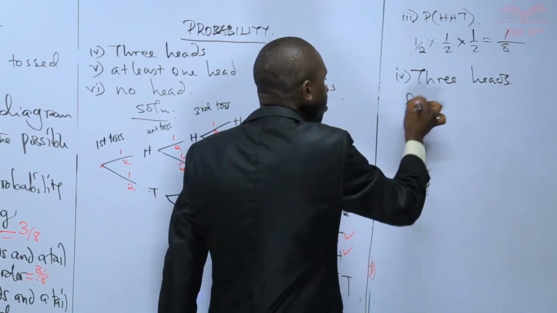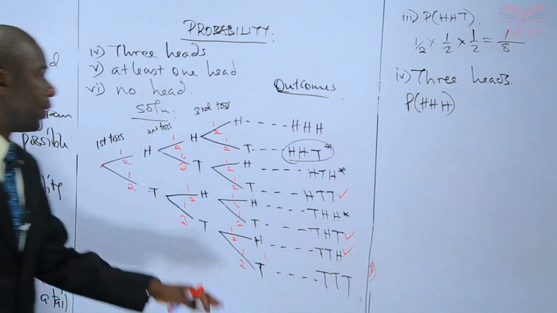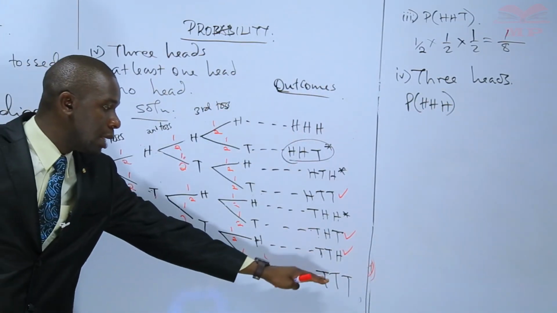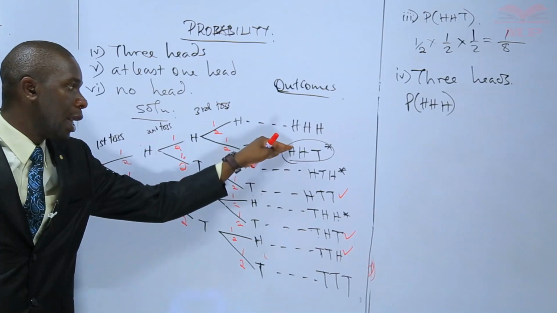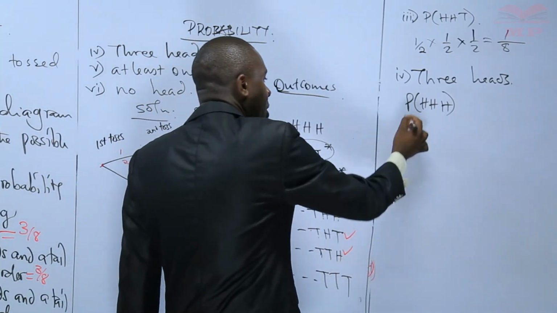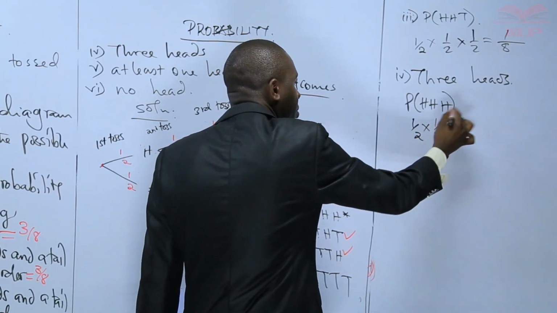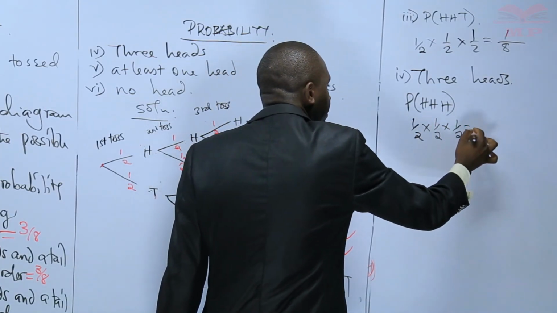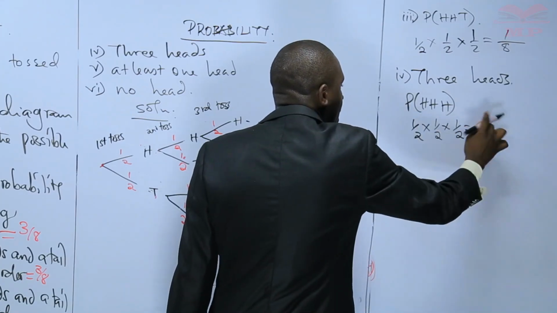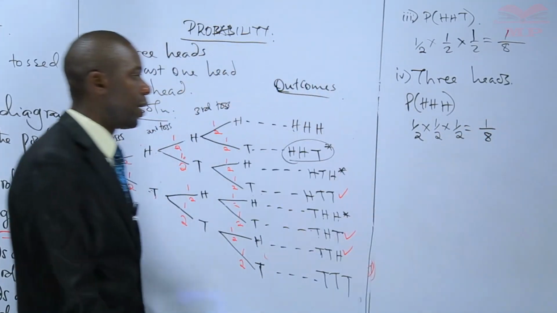In other words, you're looking at the probability of head, head, head, like that. 3 heads. And when we look here, there's only one instance where we have 3 heads, which is this. So we'll say the probability of getting a head is a half, the probability of getting another head is a half, and the probability of getting a third head is a half. So when we multiply this across, we end up with 1 out of 8.